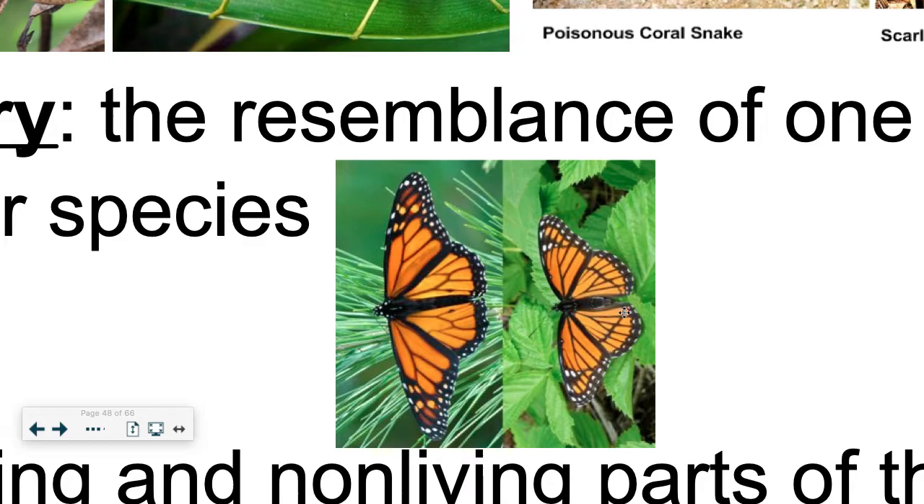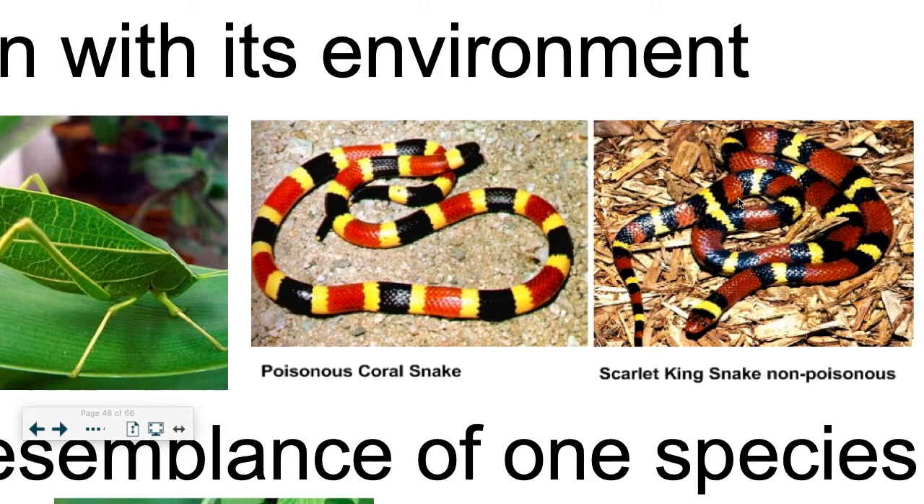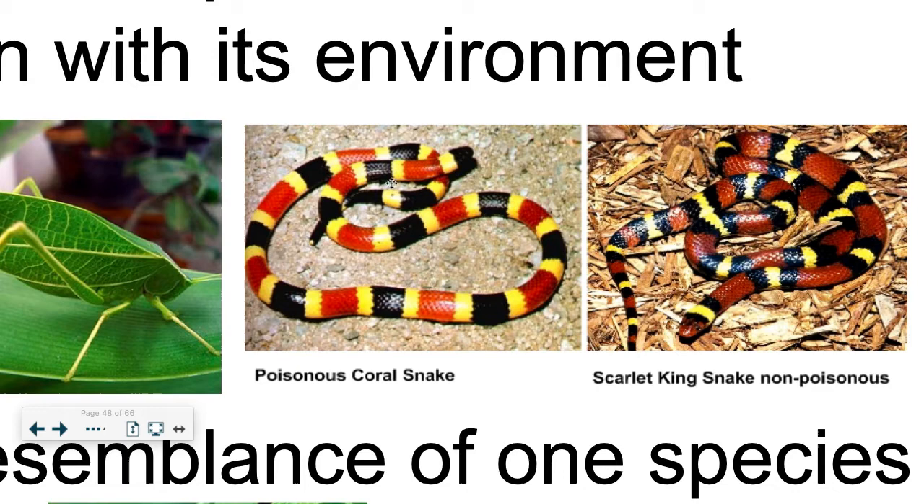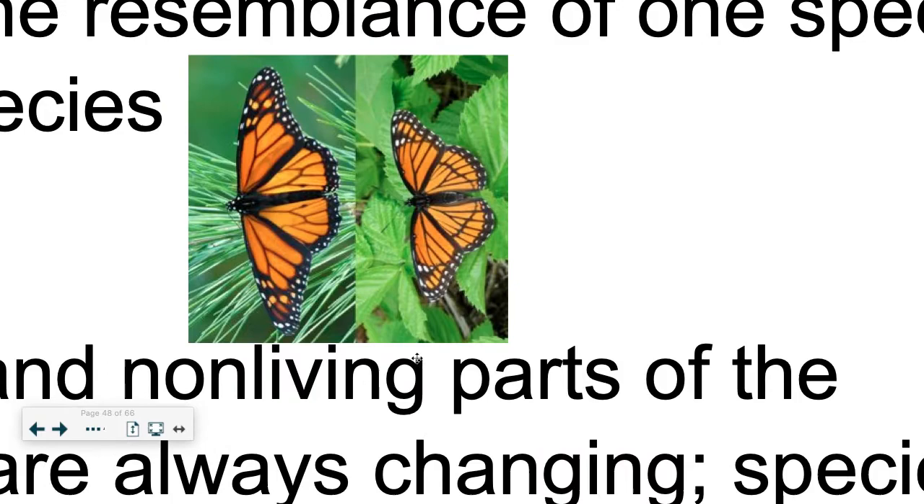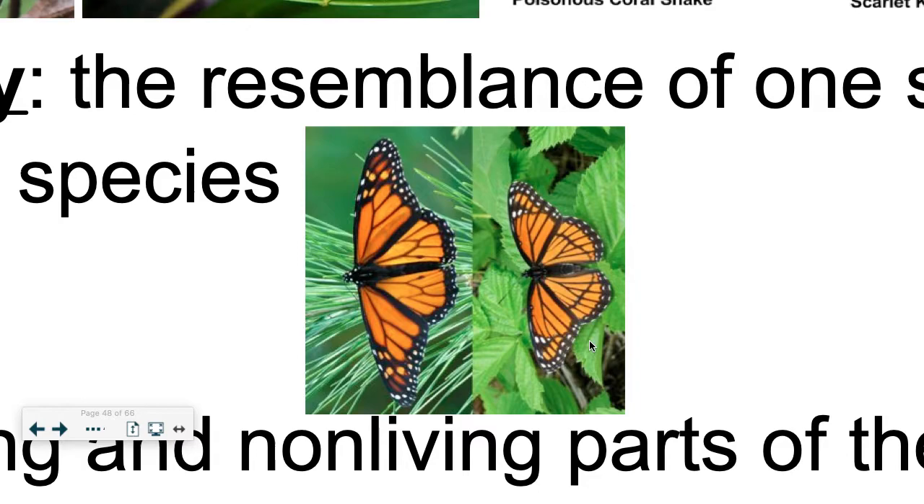Another example of mimicry has to deal with snakes. Ew. Gross. So over here we have a coral snake that's poisonous, dangerous to. Oh, you know what? I have to go back to the butterflies. Sorry. Let's go back to the butterflies. Why would the viceroy copy the monarch butterfly?